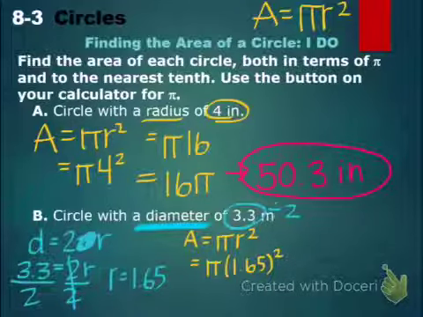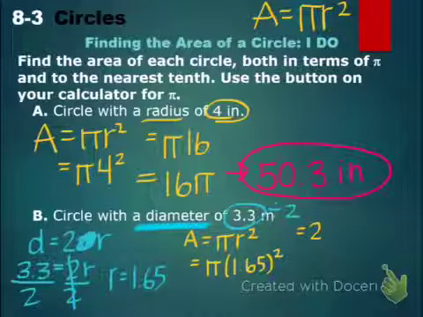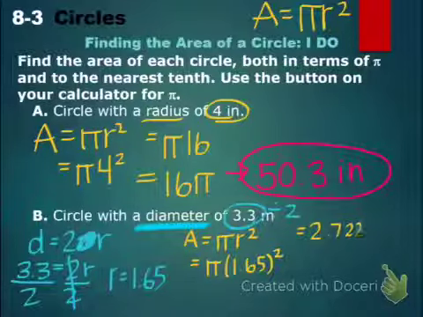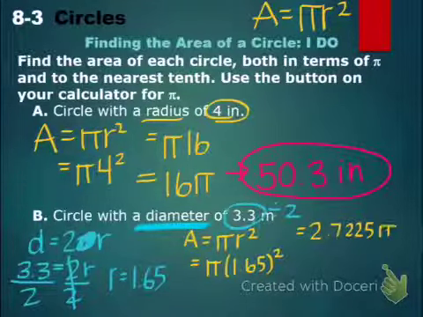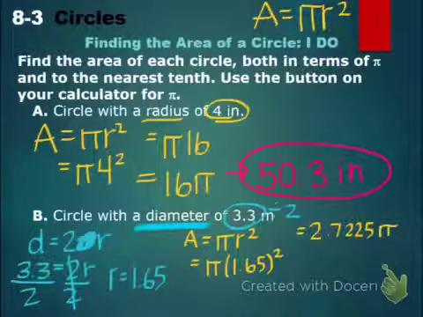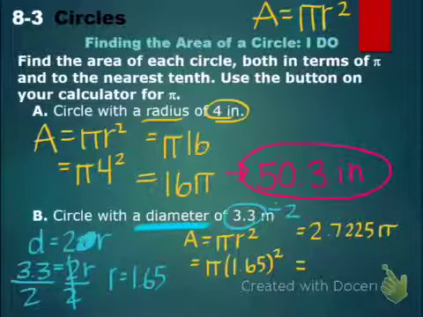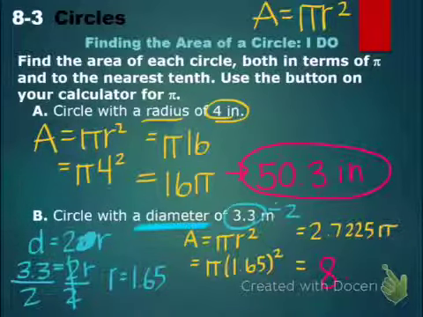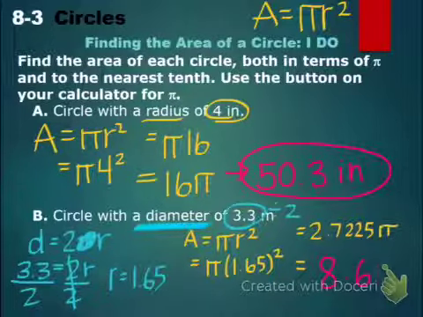1.65 times 1.65 equals a big ugly decimal, 2.7225 times pi, and then put that into our calculator. Yuck. So 2.7225 times pi button equals, now we can finally make it nice and readable, 8.6 when we round it, meters.